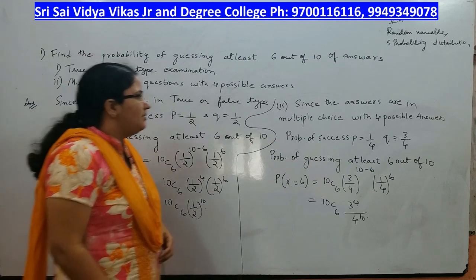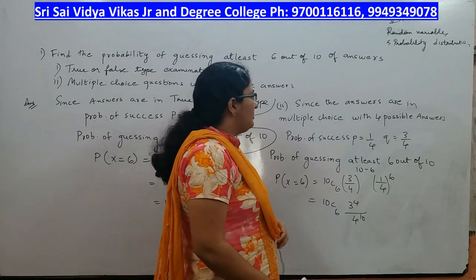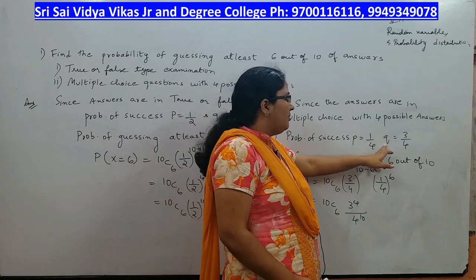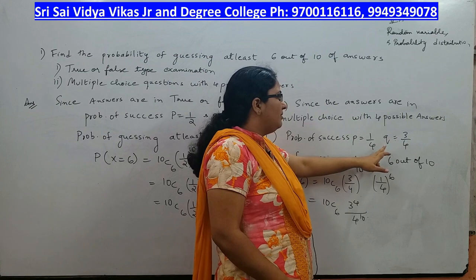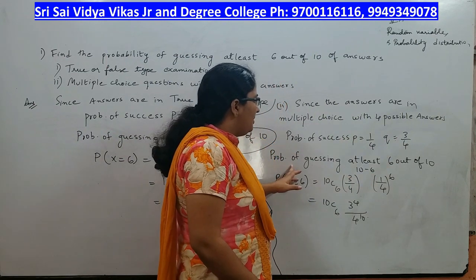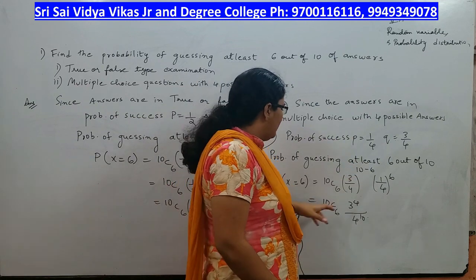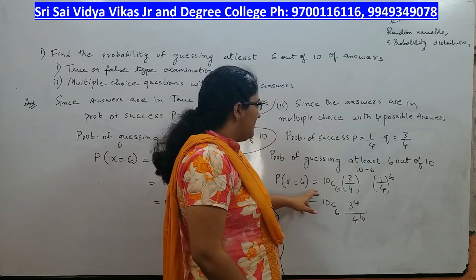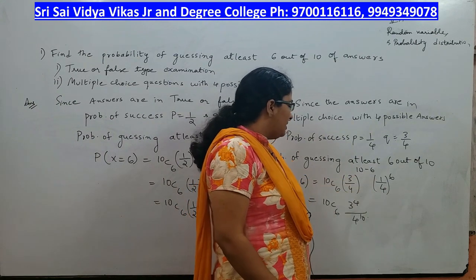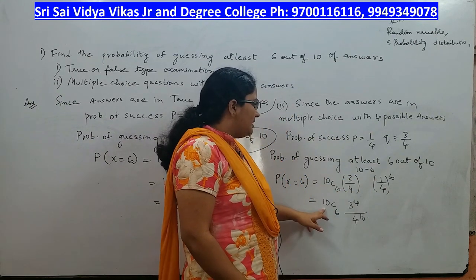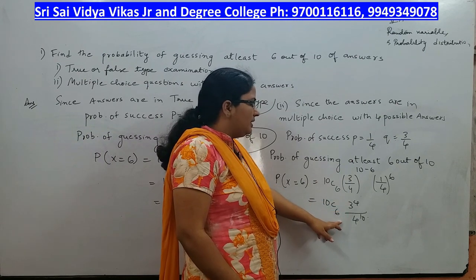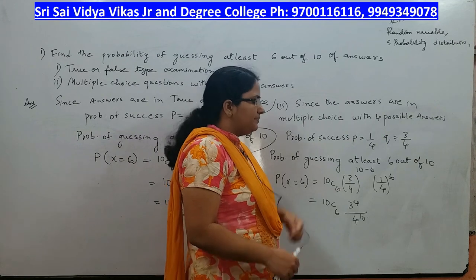If the answers are in multiple choice questions with 4 possible answers, the probability of success is 1/4, and the probability of failure is 3/4, that is 1 minus 1/4, which is 3/4. Probability of guessing at least 6 out of 10, P of x equal to 6, is 10C6, (3/4)^(10-6), (1/4)^6. That is 10C6 times 3^4 by 4^10. That's the answer.